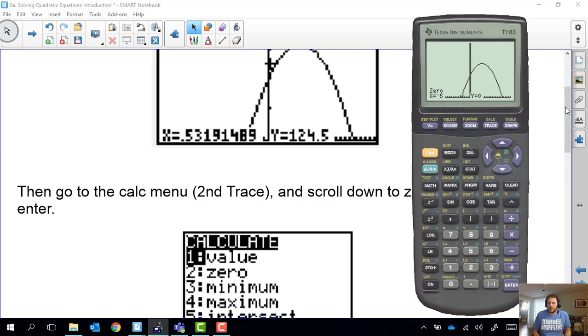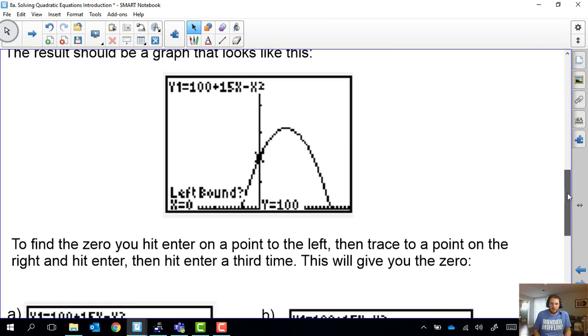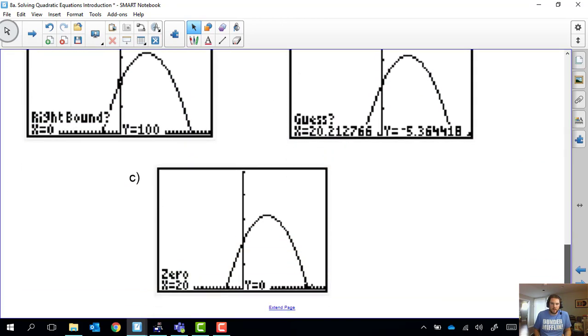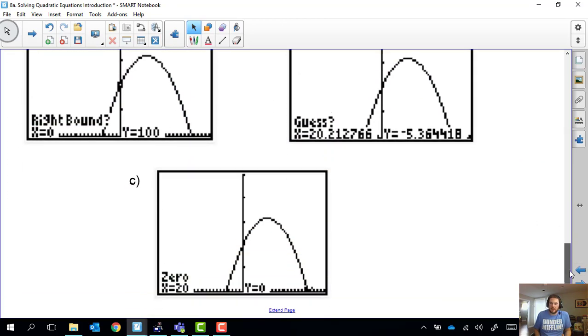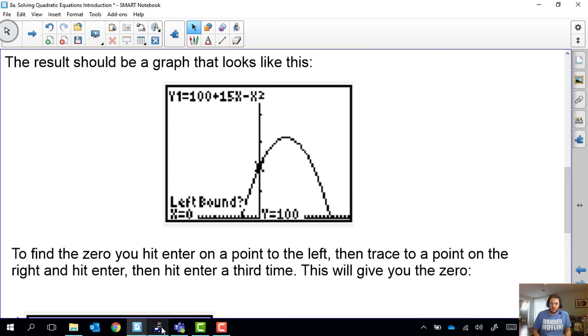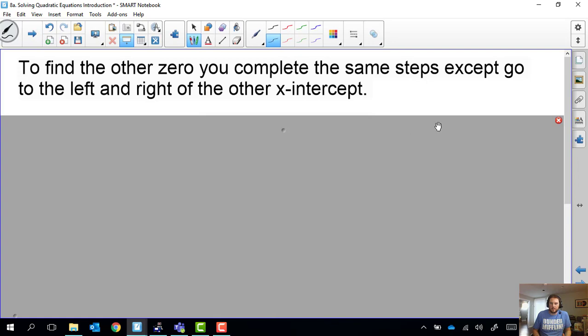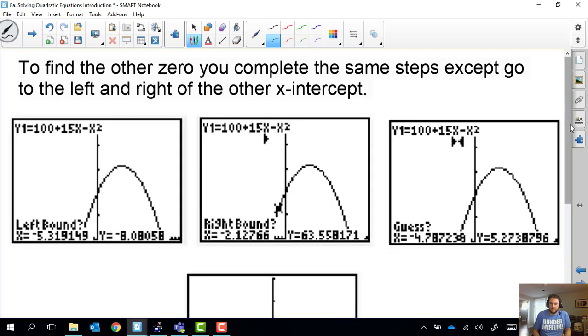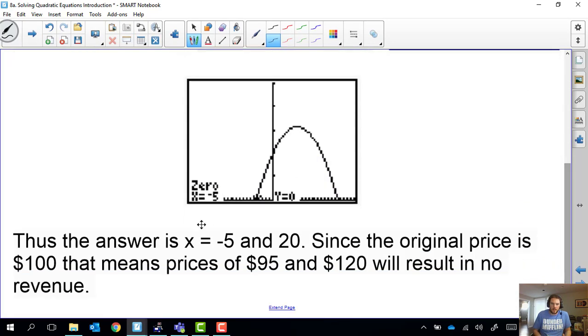So if I hit equals a third time, it's going to give me an x-intercept of -5. Right, so I do left bound, I do right bound, and then it gives me an x-intercept of -5. And then I do the same thing. So here, if I write that down, we know that -5 is one of our answers.